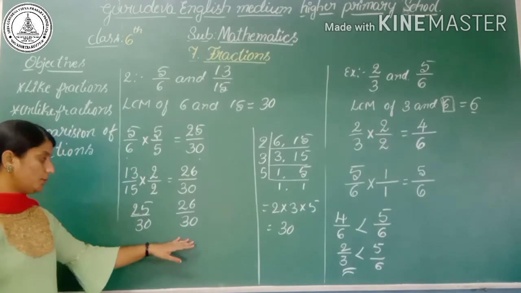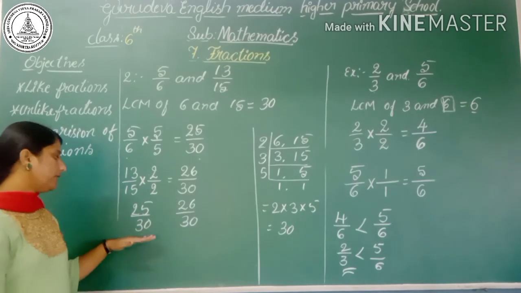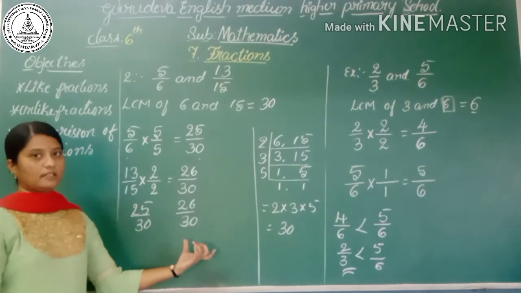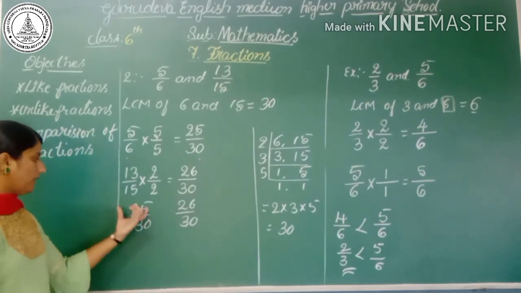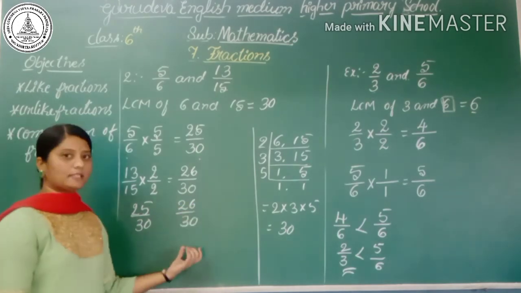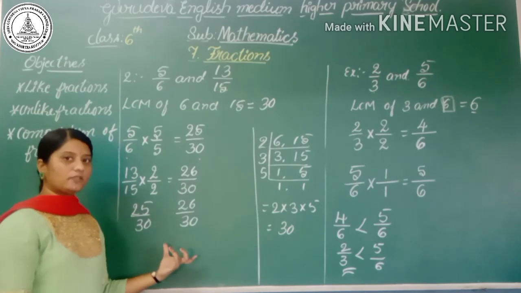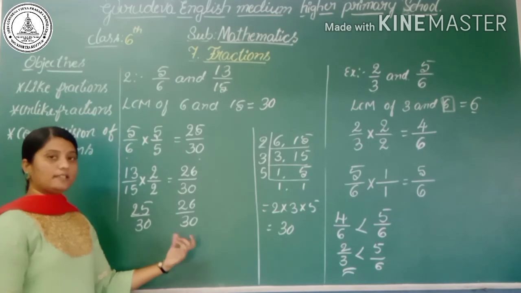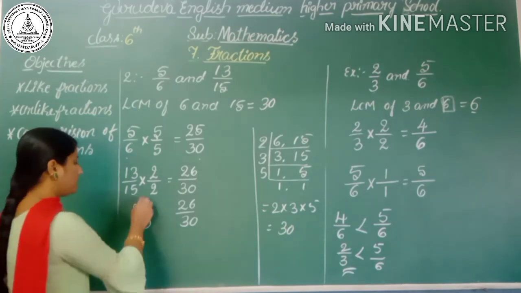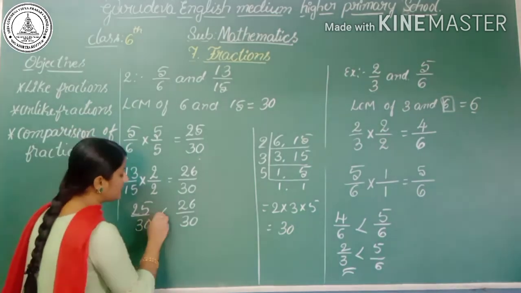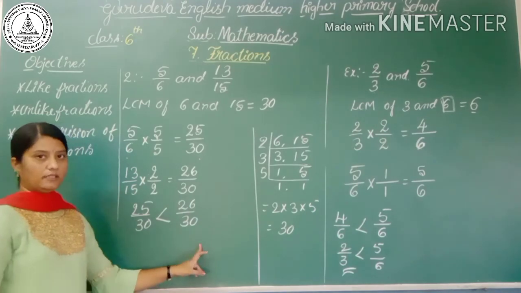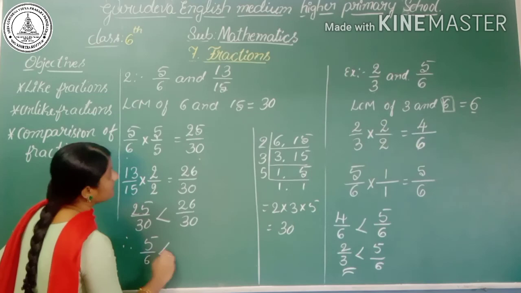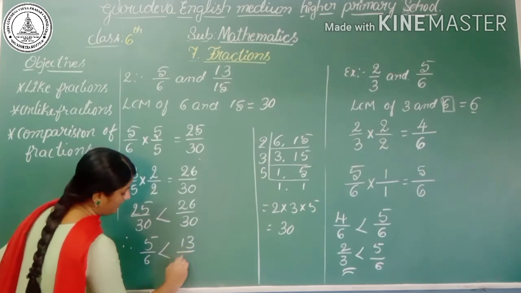Yes, now these two are like fractions. So if the like fractions have the greatest numerator, that fraction is the greatest fraction. Okay, here 25 by 30 and 26 by 30. Which is the greatest fraction here? Yes, 26 by 30 is the greatest fraction. 25 by 30 is less than 26 by 30. Therefore, 5 by 6 is less than 13 by 15.